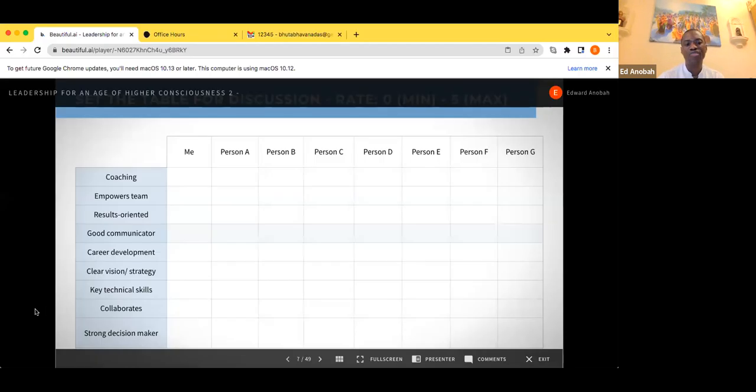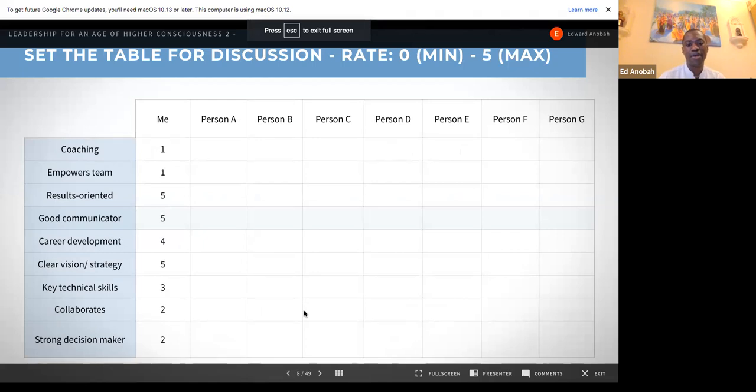Okay, so what I've done in the heat map is I put those along the side, and the first individual I put in the column along the top, which is people in your team. It starts with you. If you look at the top of your sheet, I've got rate 0 minimum to 5 maximum. So that's our key. What I'm going to ask you to do is to start to fill in this particular heat map, and I'm going to show you an example.